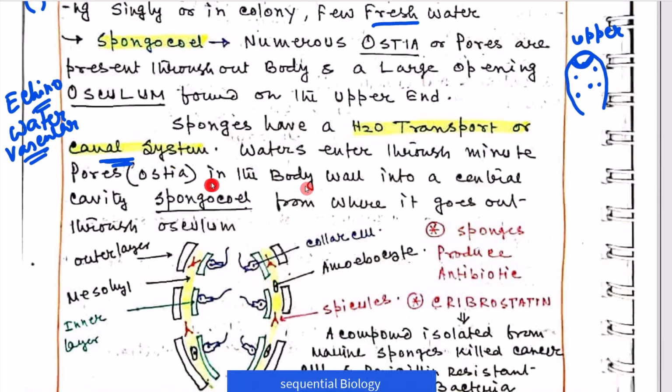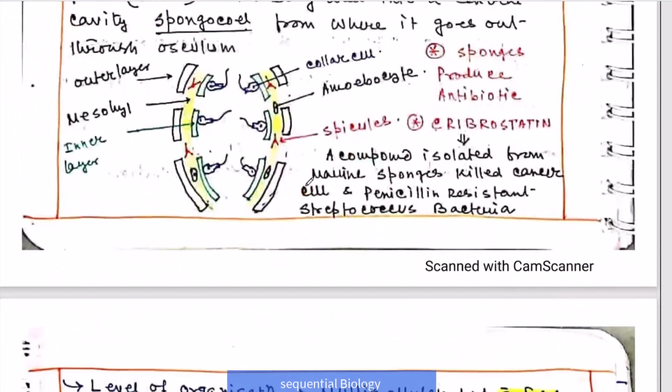Water enters through minute pores, the ostia, in the body wall into a central cavity known as the spongocoel, from where it goes out through the osculum. These are the different layers in their body. This is the outer layer, in which many minute pores known as ostia are present. Just after the ostia there is a gelatinous layer known as mesohyl. Since only two layers are present, the outer layer and the inner layer, they are actually diploblastic.